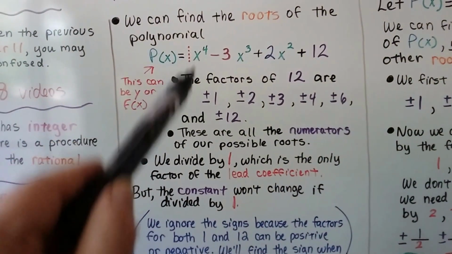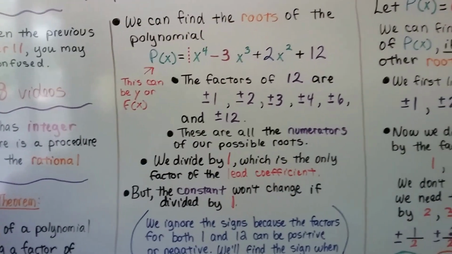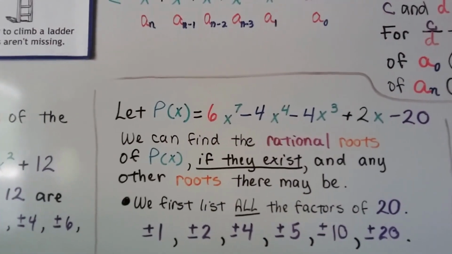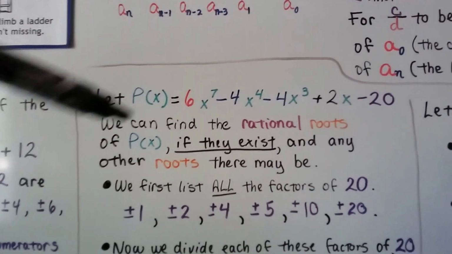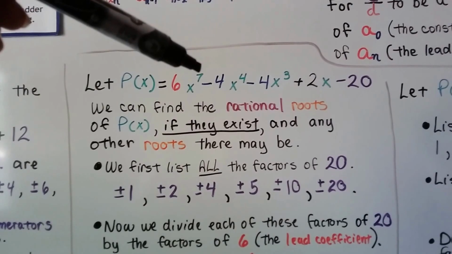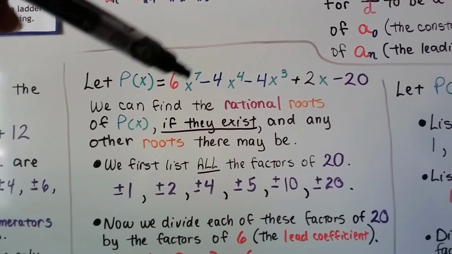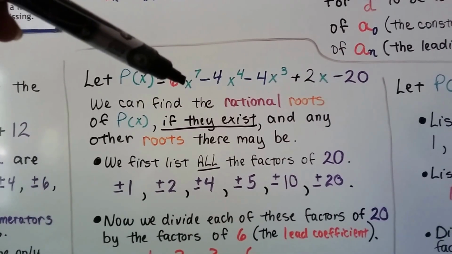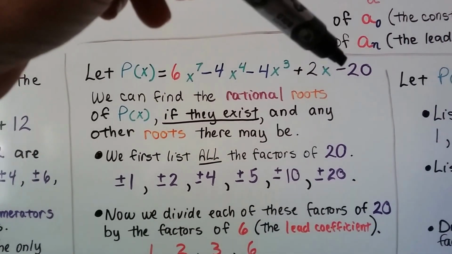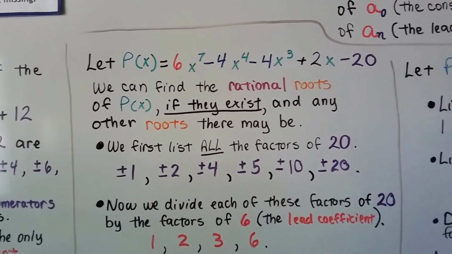See? There's a 4 there. All right? So here's the beginning one more time. We're going to let p of x equal this polynomial here. Notice it's to the 7th degree right here. We got the lead coefficient, 6, has an x to the 7th degree. See? And our constant is a negative 20.